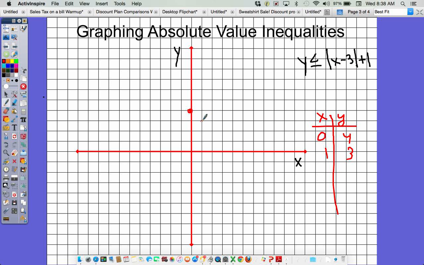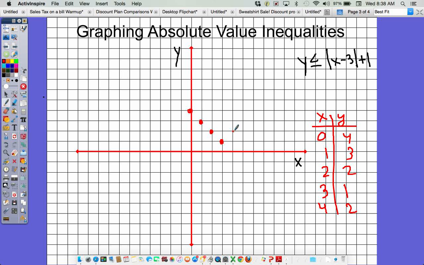Looks like we're going downward here. Here's 2. 2 minus 3 is negative 1. That's 1 when you take the absolute value, plus 1 is 2. For 3, 3 minus 3 is 0. 0 plus 1 is 1. How about for 4? 4 minus 3 is 1. 1 plus 1 is 2.